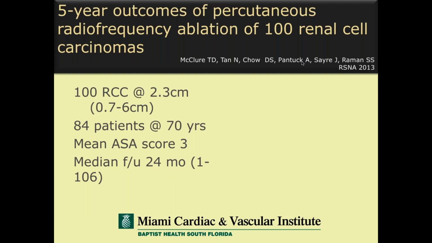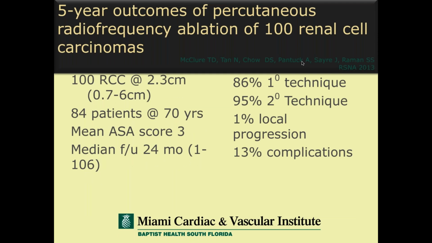Another important abstract, which I thought was important, at RSNA 2003, looking at smaller lesions. Here are 100 renal cell carcinomas, 5-year follow-up with radiofrequency ablation. Again, you're looking at primary technical success of 86%. Sometimes you may have to do a secondary treatment, which increases that to 95%. But again, very low local progression.